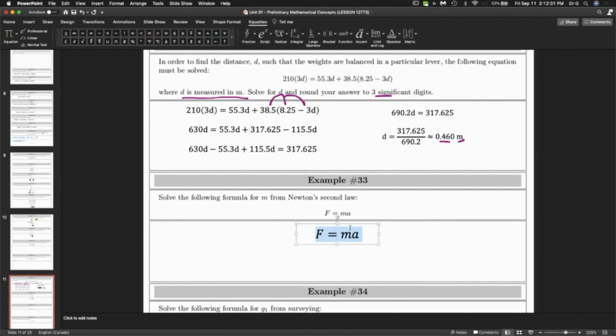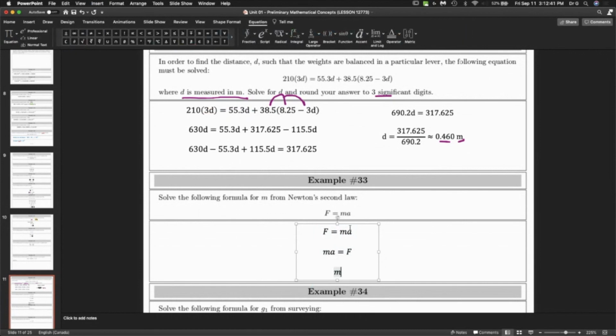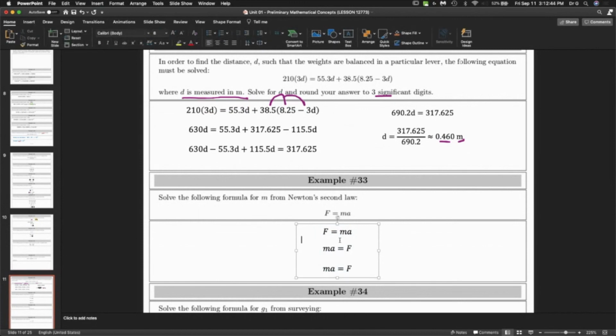Yeah, you want to solve for m. So the first thing I'm going to do is write it backwards because I like to have the m on the left side. And then what I want to do is figure out what operation is going to get rid of the a, because the a is bothering me. Yeah, that's the right answer. It is f over a.